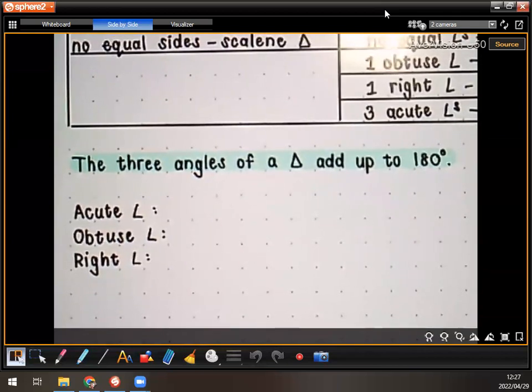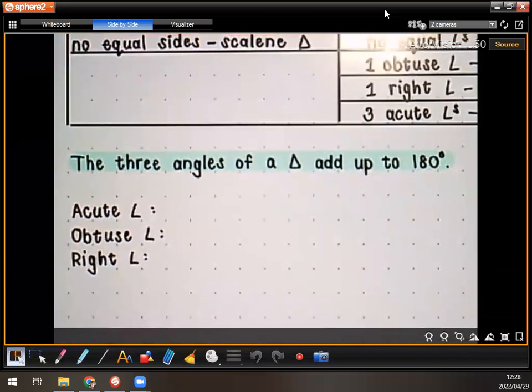Whenever you see a triangle, you can use the fact that the three angles add up to 180 degrees. We are going to do examples so that you can see how we're going to use it. But that is a fact. It is a rule. We are always going to use it. The three angles of a triangle add up to 180 degrees.